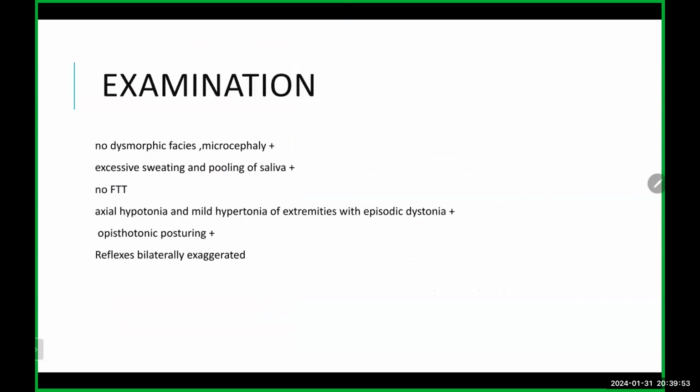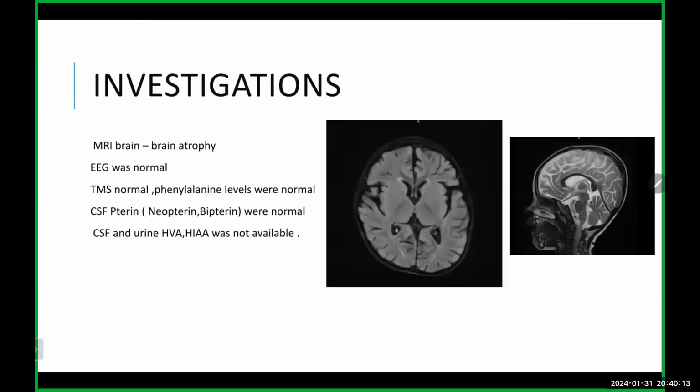On examination, there was no dysmorphic facies. There was microcephaly, excessive sweating and pooling of saliva. There is no failure to thrive. There was axial hypertonia and mild hypertonia of extremities. There was episodic dystonia and opisthotonic posturing. Reflexes were bilaterally exaggerated.